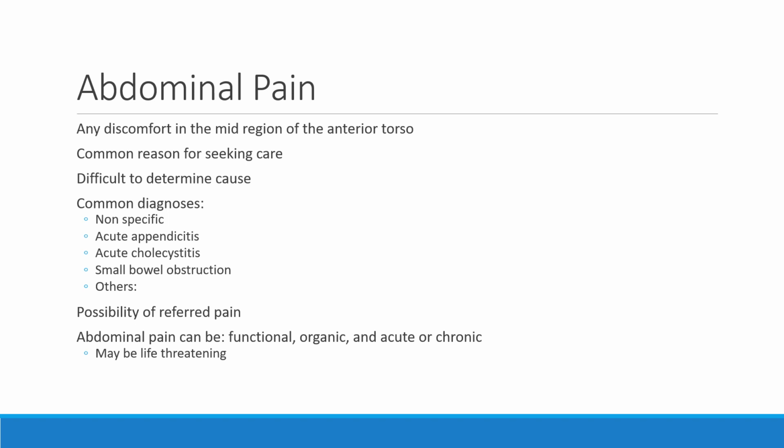There is also a possibility of referred abdominal pain, a referred pain to the abdomen from other parts of the body. Abdominal pain can be functional, it can be organic, it can be acute or chronic. It may be life-threatening in the case of small bowel obstruction, peritonitis, untreated appendicitis, or it could be non-life-threatening. So knowing anatomy is very important.